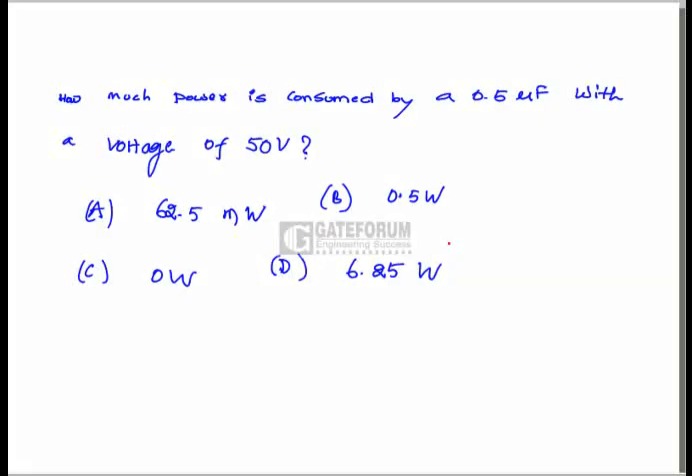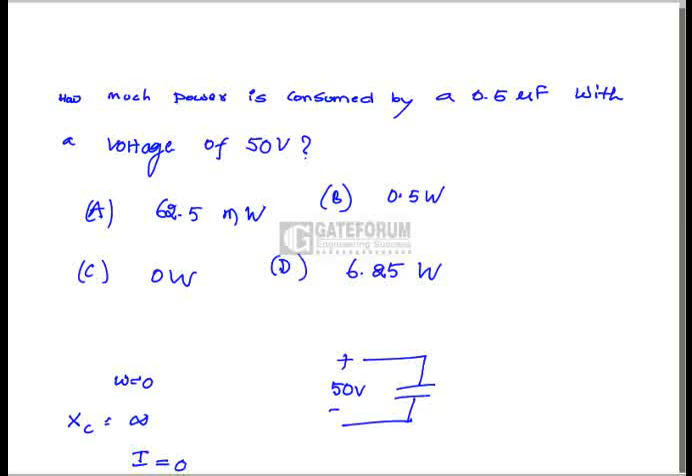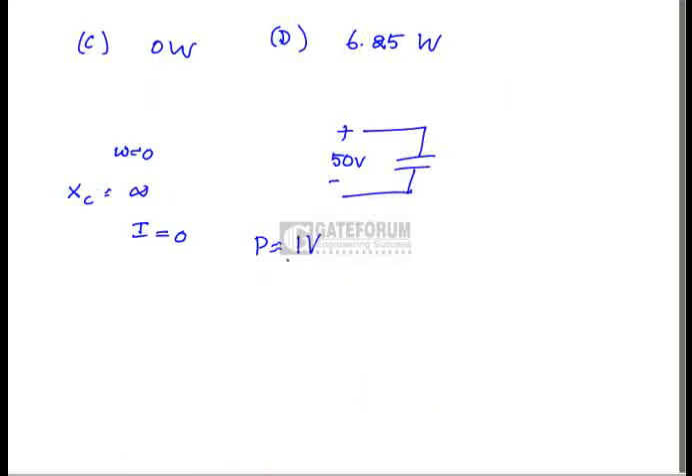Question is, how much power is consumed by a capacitance whose value is 0.5 microfarad with a voltage of 50 volts. Option A is 62.5 millivolts, option B 0.5 watts, option C 0 watts, option D 6.25 watts. If we consider a capacitance and the voltage applied is 50 volts, which is a DC, the frequency of the voltage source is 0, meaning omega equals 0. The reactance of the capacitor is infinite. Hence, current is 0. Power is nothing but I into V. I equals 0, hence the power dissipation across the capacitor is 0. So option C is correct.